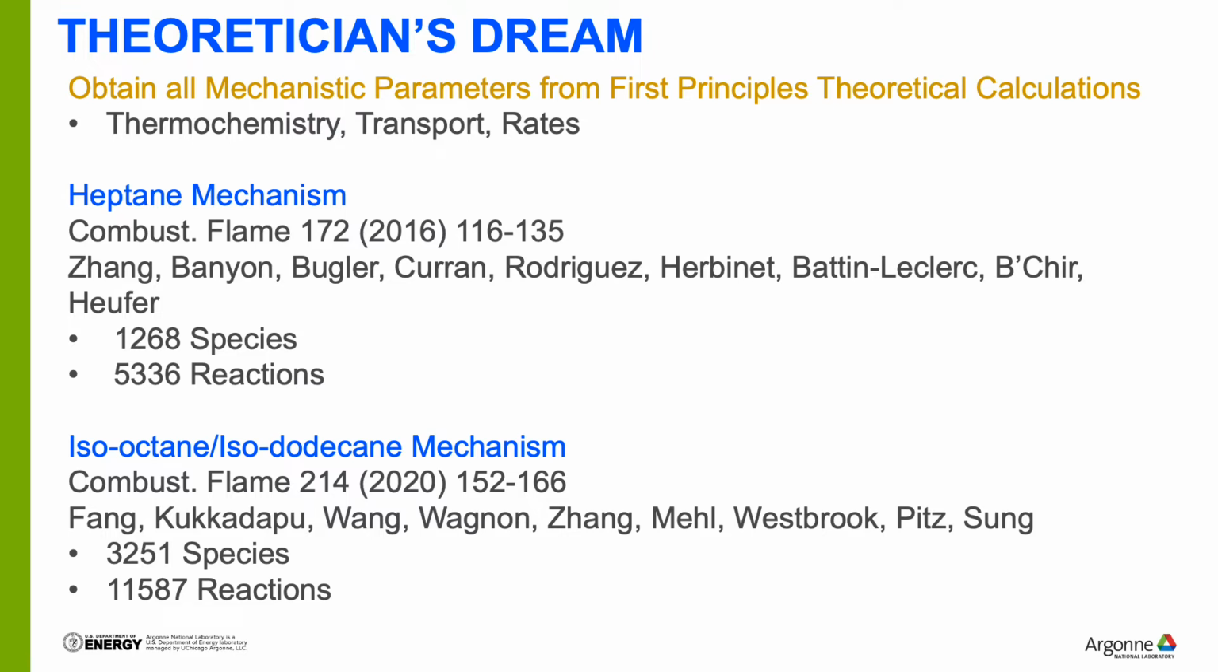Here I've just listed two sample mechanisms that give us an idea of the size of the problem. We have to look at 5,000 reactions if we're looking at heptane, or 12,000 reactions if we're looking at a combination of isooctane and isododecane, and we're trying to reproduce literature mechanisms. Obviously, that's a very large problem. Trying to meet that means we're going to have to have procedures for doing this that are fully automated, and furthermore that have very few errors, and so that's been a primary focus of what we do.